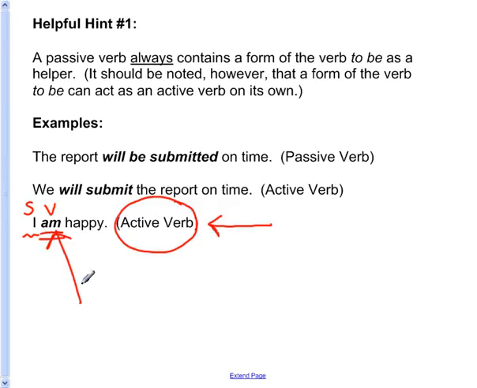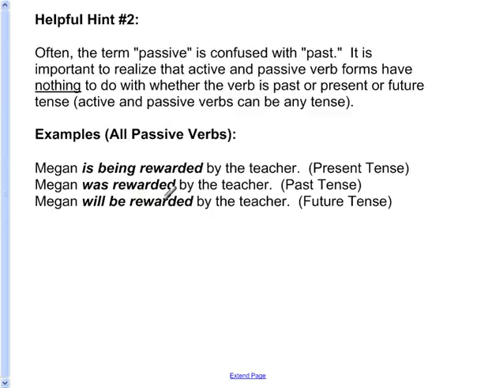Helpful hint number 2. Often the term passive is confused with the term past. It is important to realize that active and passive verb forms have nothing whatsoever to do with whether the verb is past or present or future tense. Okay? Active and passive verbs can be past tense, present tense, future tense, it doesn't matter. Let's look at a couple of examples.